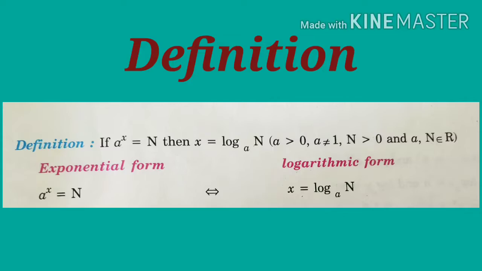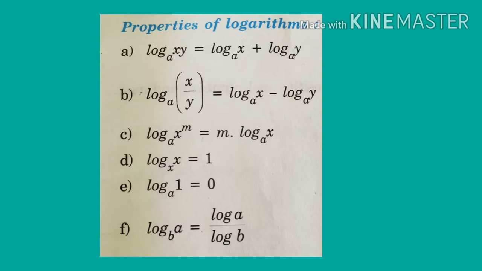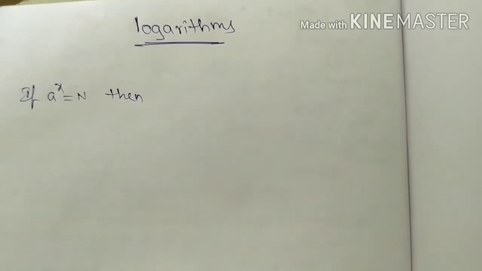If a power x is equal to n, that implies x is equal to log n to the base a. Some examples: exponential form to logarithmic form. On the screen there are 4 examples given. These are the properties of logarithms. Some properties are given on the screen. From 10th class, real numbers, logarithms is the part of real numbers.